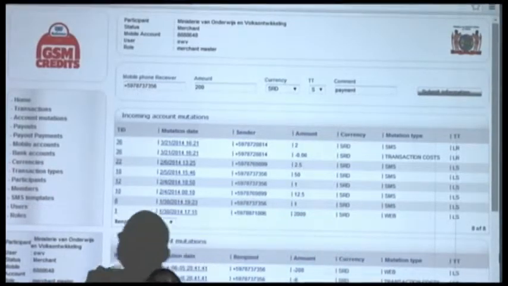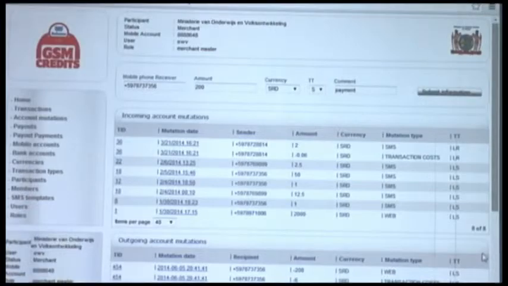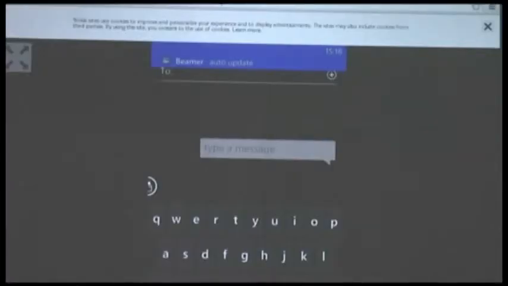And if we switch to the other tab, I get a notification that a certain business has transferred a certain amount to my mobile account. And from there, I can say, okay, this is a correct payment, and I can leave it like that. Or if I know that I'm not supposed to receive the payment, I can let the system know, or let the business know, that they made a wrong payment.